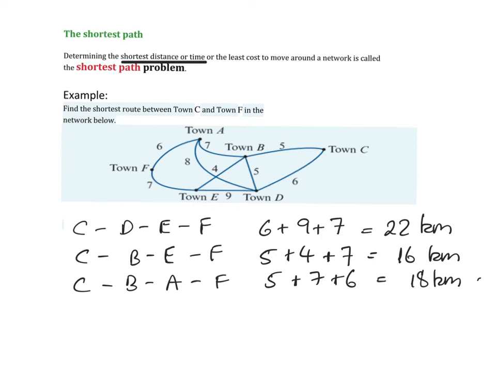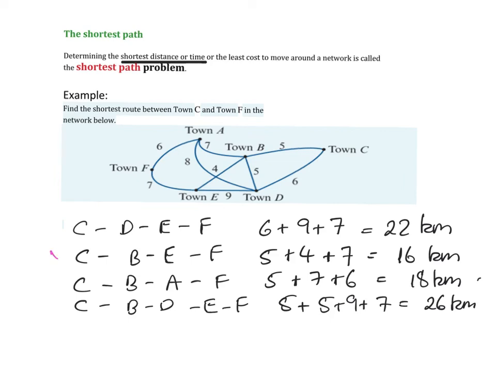So that's not it. I can see one more, which would be C to B to D to E. You would imagine that that wouldn't be the shortest. Let's have a look. 5 plus 9 plus 7 is 26 kilometres. So I can't see any more there. I would suggest then that the shortest route would be this one here because it is 16 kilometres.